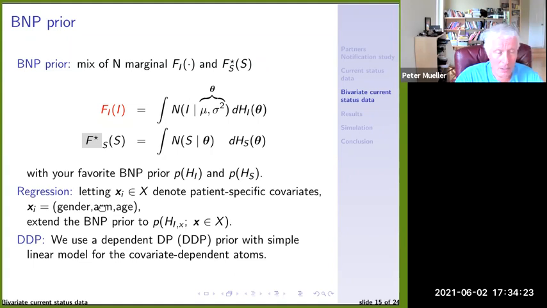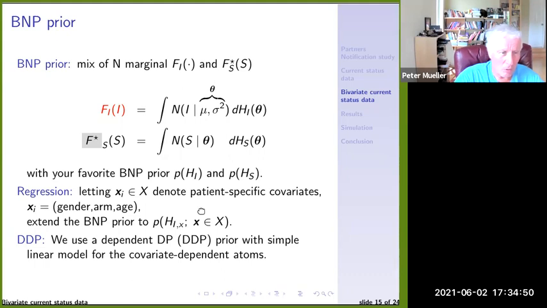So rather than a prior on the random mixing measures, the random mixing measures H_I and H_S are replaced by an entire family of H_I,x indexed with covariates. And there our favorite is the stupid but simple dependent Dirichlet process. And use your favorite alternative, absolutely no problem, yeah? You can use dependent Polya trees, like Lorenzo Trippa had a nice paper on that a while ago.